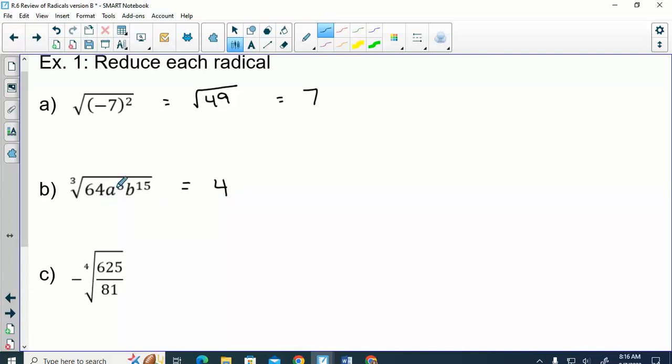All right, if you have the cube root of a to the 6th, that's like saying we have 6 a's. How many groups of 3 could we form? 2. Are there any leftovers? All right, cube root of b to the 15. If we have 15 b's, how many groups of 3? 5. It's just like dividing those exponents. 15 divided by 3 is 5. 6 divided by 3 is 2. So we get 4a squared b to the 5th.